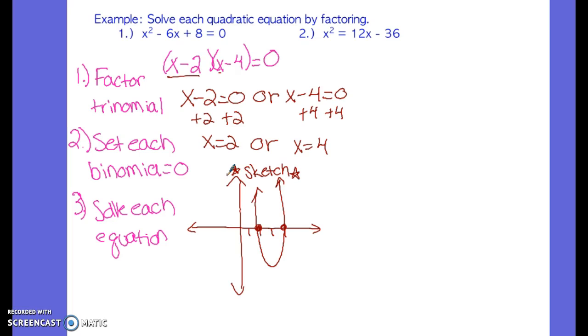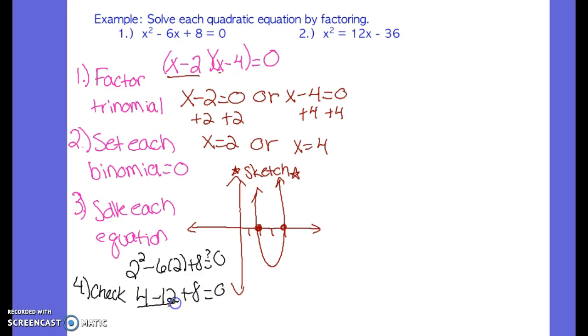And you can check that. If you plug this into your equation, 2 squared minus 6 times 2 plus 8, does it equal 0? So step 4 is to check. You'd have 4 minus 12 plus 8 equals 0. 4 minus 12 is -8 plus 8 is 0, equals 0. And it would work. And the same thing would happen for the other one. So your answers are x equals 2 or x equals 4.